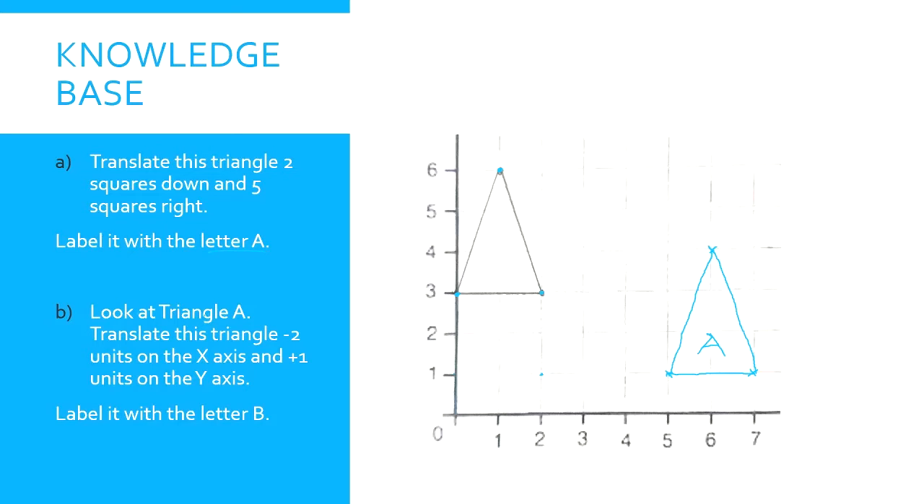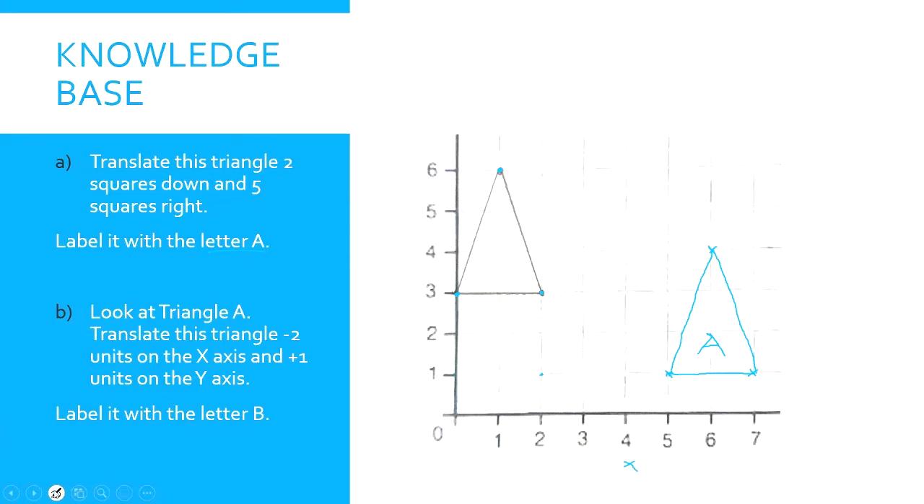So we're now starting off with triangle A for this next part, and I'm being asked to translate it -2 units on the x-axis and +1 unit on the y-axis. Now, if I've got -2 units, that means that I'm subtracting. So instead of adding, so the numbers get bigger along my x-axis at the bottom here, I'm going to subtract so that they get smaller.